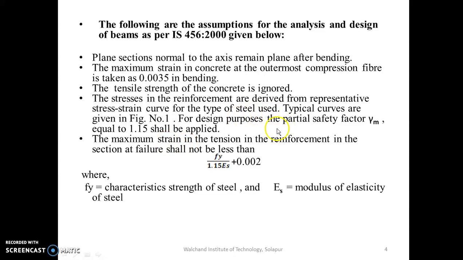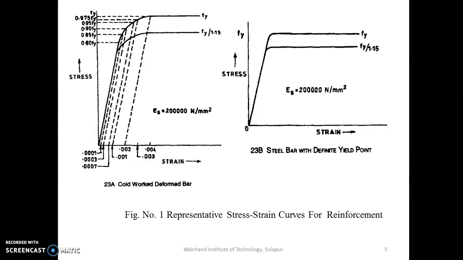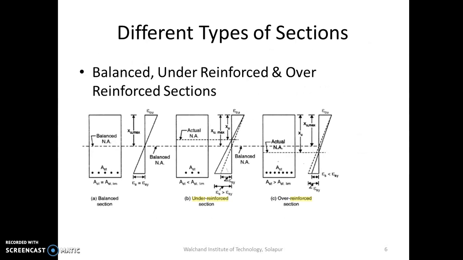Then for the design purpose, the partial safety factor assumed for steel is 1.15 and for concrete is 1.5. The maximum strain in tension in the reinforcement in the section at failure shall not be less than, or the steel should yield, so that's why Fy divided by 1.15 Es, so this is your partial safety factor for material, plus 0.002. Where Fy is characteristic strength of steel and Es is modulus of elasticity of steel. So this is stress strain curve for steel.